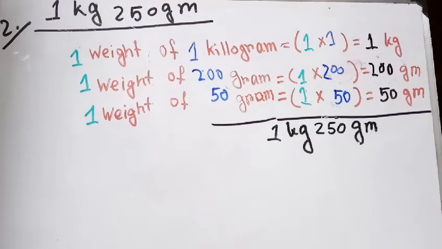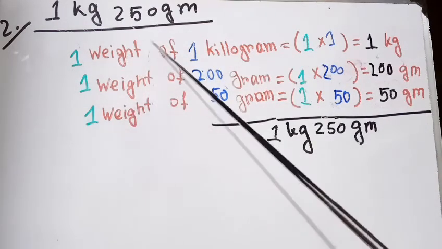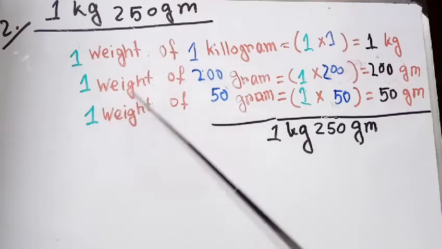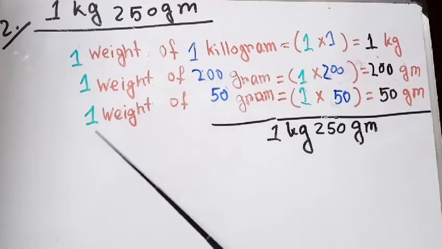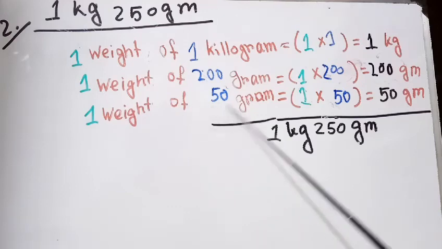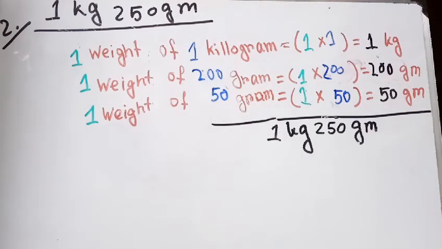So our required answer is the measuring weights are 1 weight of 1 kilogram, 1 weight of 200 gram, and 1 weight of 50 gram. In this way, you can solve other maths. So try to solve that maths.